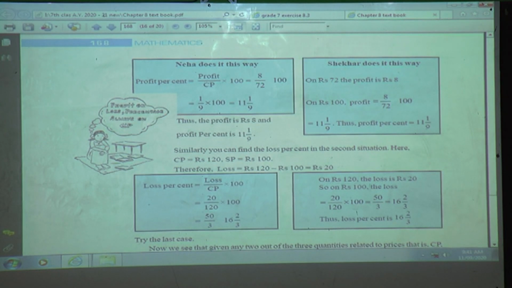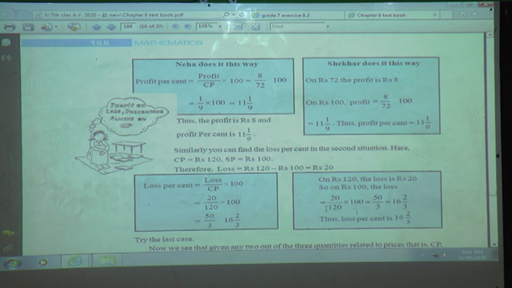On rupees 120 the loss was rupees 20. So on rupees 100 what will be the loss? Same, in this statement, if you know the cost price, that is CP of the t-shirt is 120, then we got a loss of rupees 20 after selling it. Then what will be the loss on rupees 100? So 20 upon 120 multiplied by 100 is equal to 50 upon 3, which is equal to 16 whole 2 upon 3. This is nothing but loss percent or loss percentage.